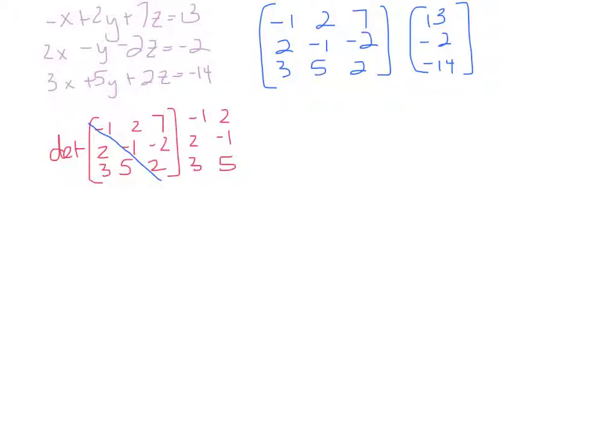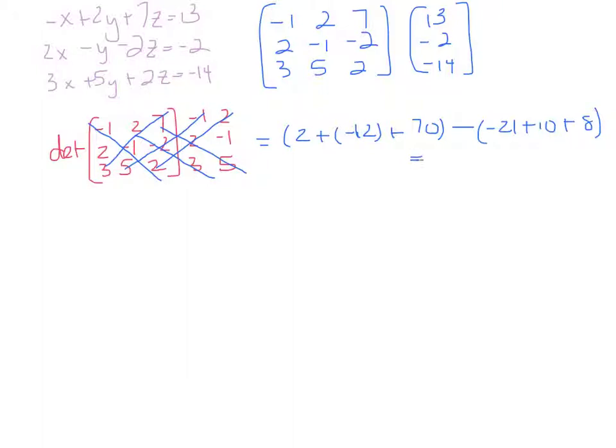This one is going to be a +2, plus -4 times 3 is -12, plus 70. Okay, and then we're going to subtract coming up the other way. So there would be a -21, plus +10, plus 8. Alright, and so let's figure that out. So that is 63. So that's just your basic determinant.